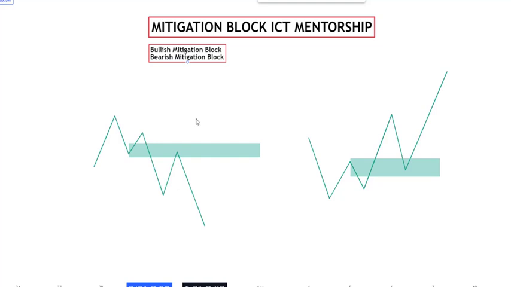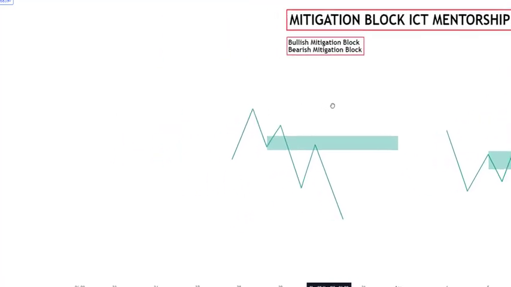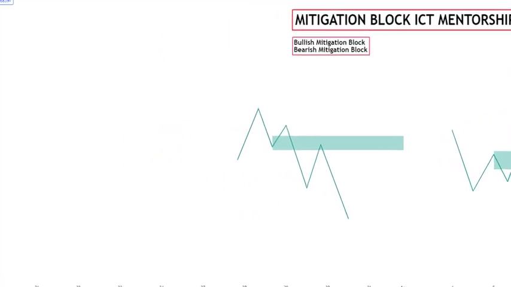Just like a breaker block, mitigation block is a failure swing, just like this pattern you see. I told you that when you see price move like this, okay, and have a retracement, and the next push we see price could not take out the high it created right here, but then we see price crashing down into this area. We call this movement an M pattern movement. So let me show you something right here.